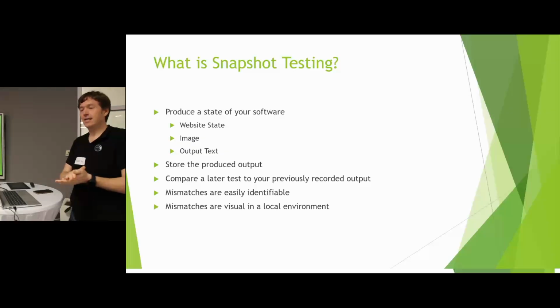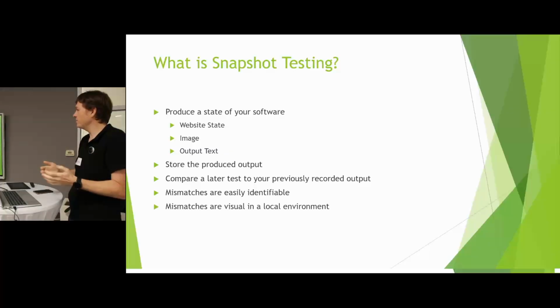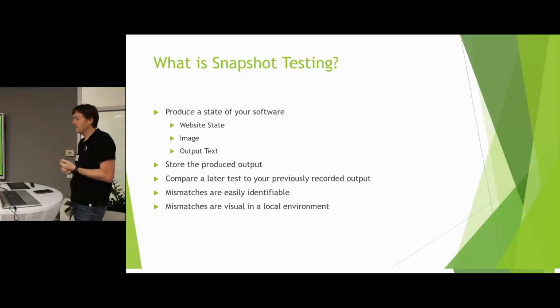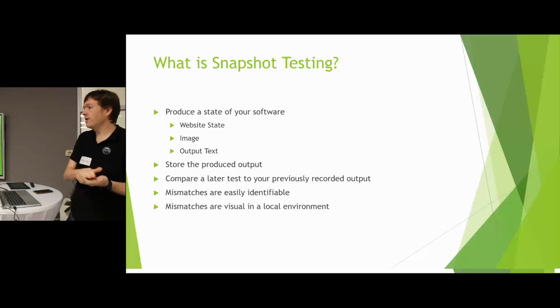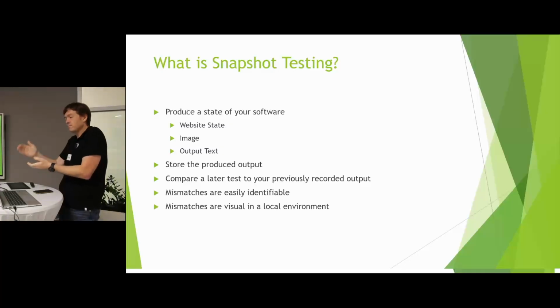You produce a state of your software that produces some kind of output. For example, you can do snapshot testing on a website. You navigate to a certain URL. You can take a screenshot, or you can just take the website HTML. You can use images and compare them. You can use any kind of output that you have. An output can be a serialized object in your code. You store that output, and then you compare it later to the output that you produced.